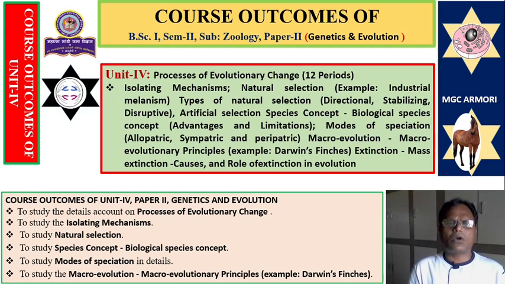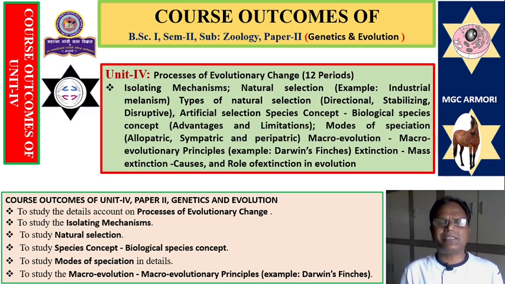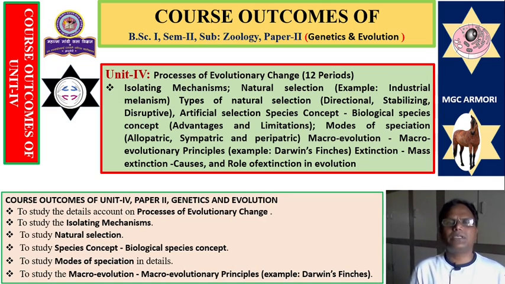To study the detailed account on process of evolutionary changes, to study the isolating mechanism, to study natural selection, to study the basic concept of biological species, to study the modes of speciation in detail, sympatric speciation, allopatric speciation, peripatric speciation, Darwin's finches, mass extinction, causes of extinction, role of extinction, we will study in unit number 4. This is our outcomes of the syllabus.